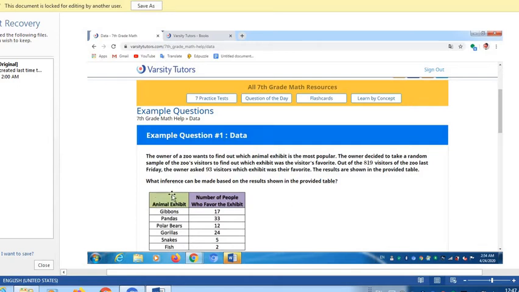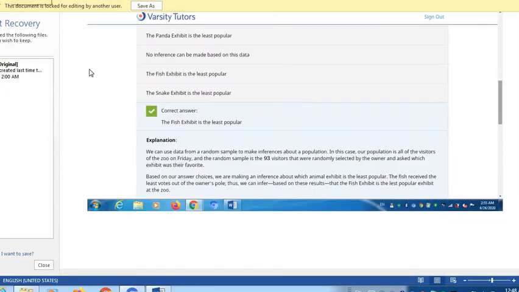Okay, as you see in the table, I have here the animal and the number of people who favor the exhibit. Here I have gibbons, 17, pandas 33, polar bears 12, gorillas 24, snakes 5, fish 2. So what inference can be made based on the results shown in the provided table? Here it gives me some choices.